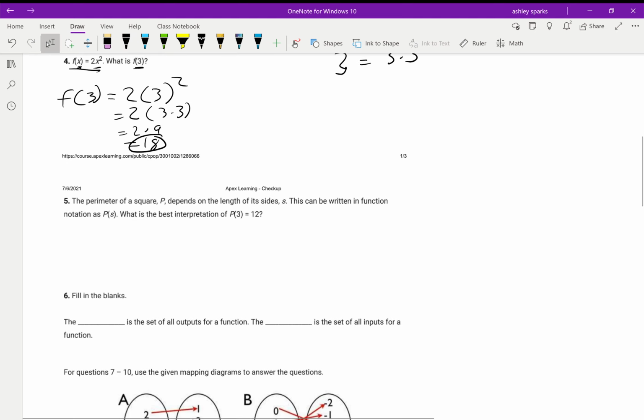Okay. And now we're going to start having a little bit more word problem situation here. So this says the perimeter of a square, P, depends on the side.